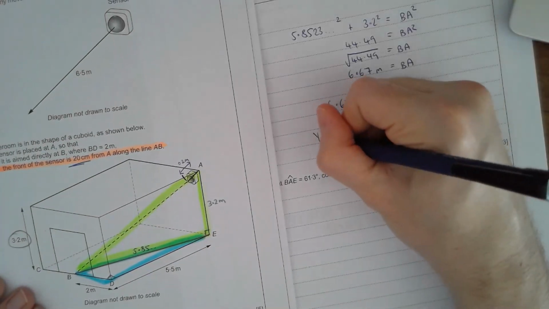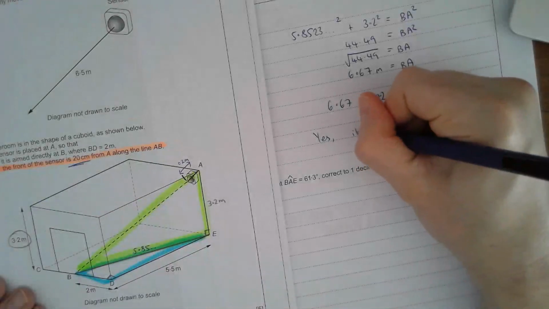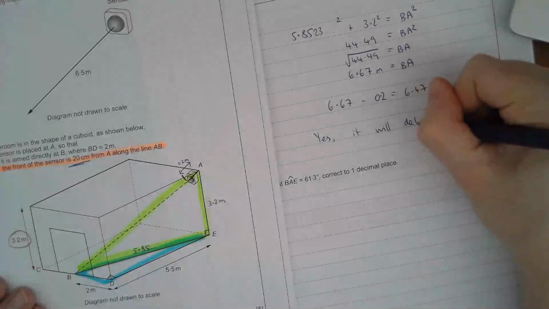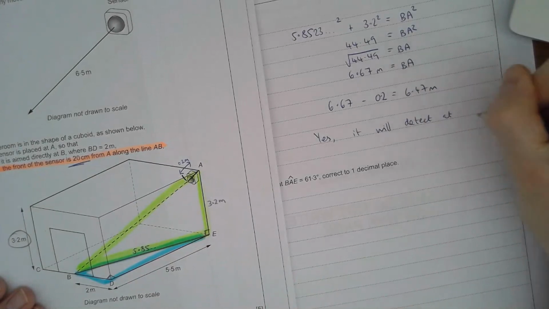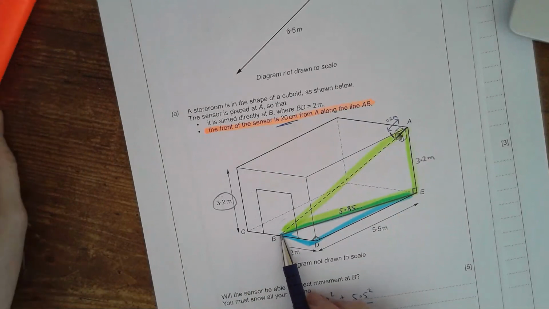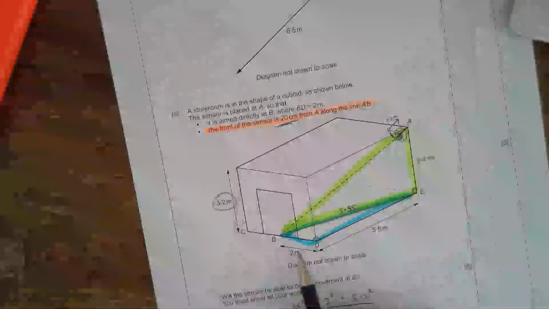So my answer is yes. It will detect at B. Okay, it's literally right on the cusp, 6.5 meters. So you've got another 3 centimeters you could have had out of it. Okay.